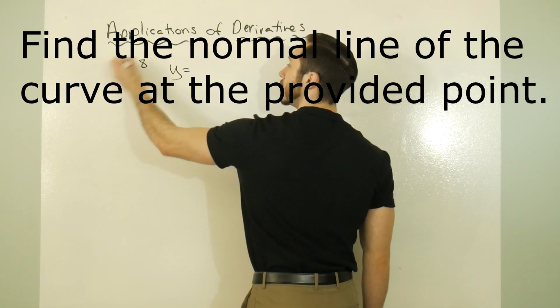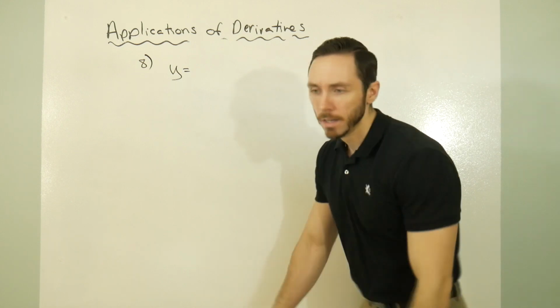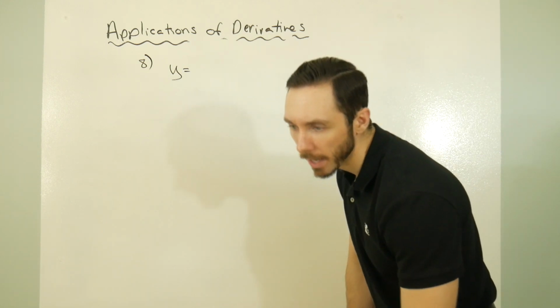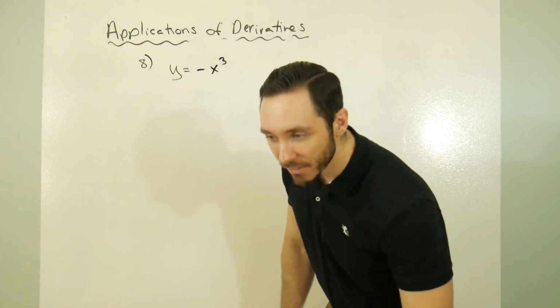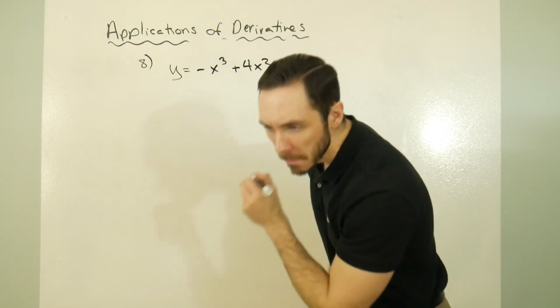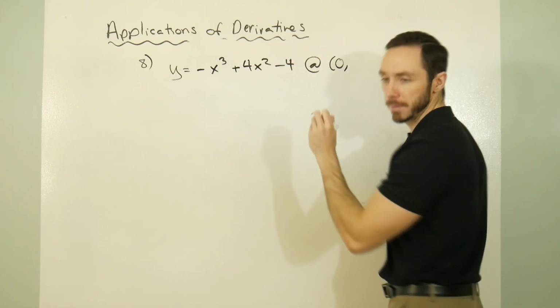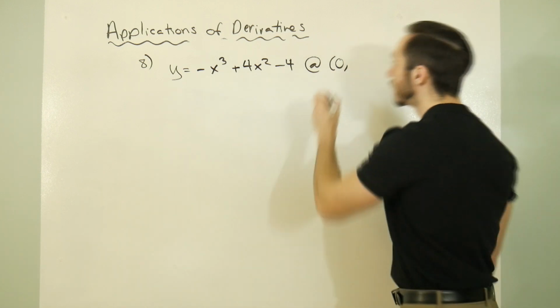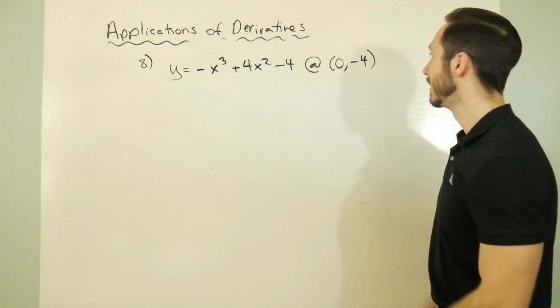So this time around, we're dealing with y is equal to, so this is number 8. Again, that's like a meme. I don't know how to count. So we have y is equal to negative x cubed plus 4x squared minus 4, and we're dealing with it at (0, negative 4). Yeah, maybe like a third of my worksheets aren't numbered properly.